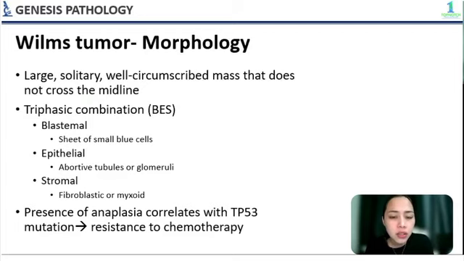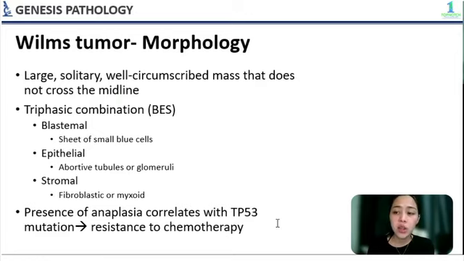So grossly, Wilms tumors are large, they are solitary, and usually these masses do not cross the midline. But if they're very large, some of them can cross naman actually. So yung composition nito, meron siyang triphasic combination of blastemal cells, consisting of small blue cells, epithelial component appears as abortive tubules or glomeruli, and yung stroma niya naman appears fibroblastic or myxoid.